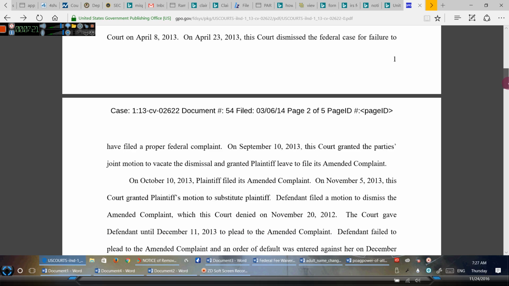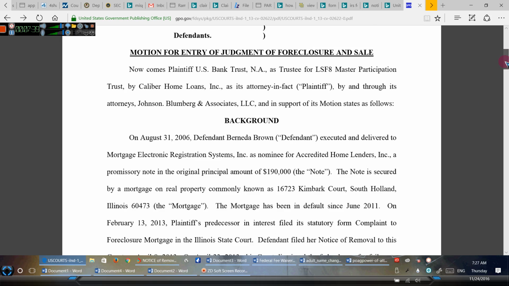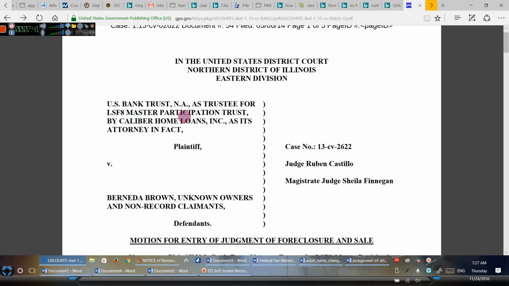Ladies and gentlemen, why did I pull this up? How can this help me? Well, let me explain to you what it says. The plaintiff filed its amended complaint, blah, blah, blah. This court granted the plaintiff's motion to substitute plaintiff. The defendant filed a motion to dismiss the amended complaint, which the court denied. Now, the reason why the court denied it, sorry, ladies and gentlemen: once a case is filed and entered into the record, you don't substitute a plaintiff.